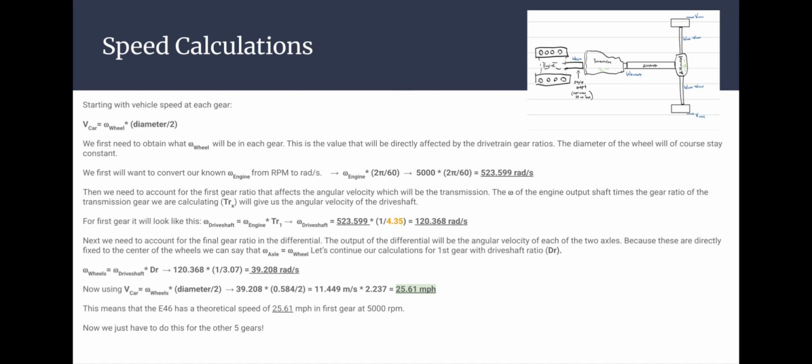So now using the final equation, the velocity of the car is going to equal the angular velocity of the wheels times the diameter of the wheel over 2 that we found, and converted to miles per hour, we got 25.61. So all that means is if you theoretically got in this car, drove it at 5,000 RPM in first gear, you'd be going exactly 25.61 miles per hour. So now we just have to do this for the other 5 gears.